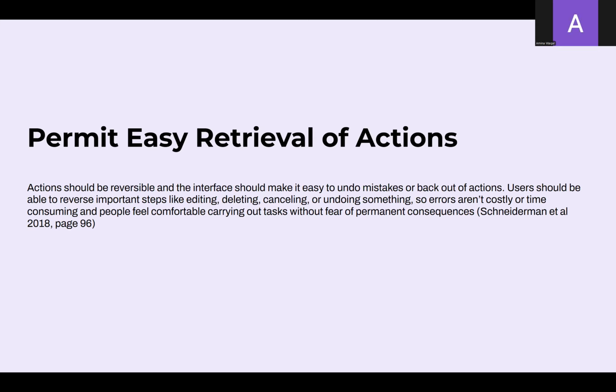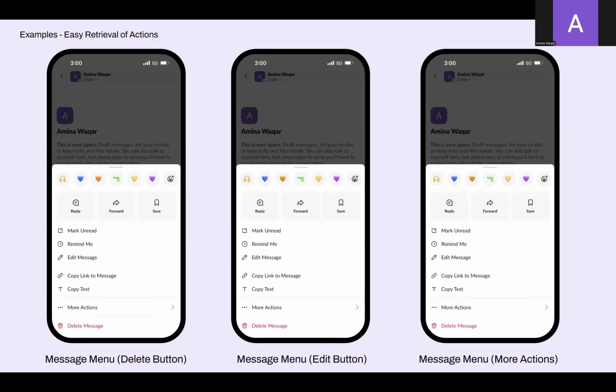As much as possible, actions should be reversible through editing, deleting, and undoing. This principle relieves users from anxiety since users know that errors can be undone, and it encourages users to explore new options. Now, the example on Slack I'm sharing supports this principle.